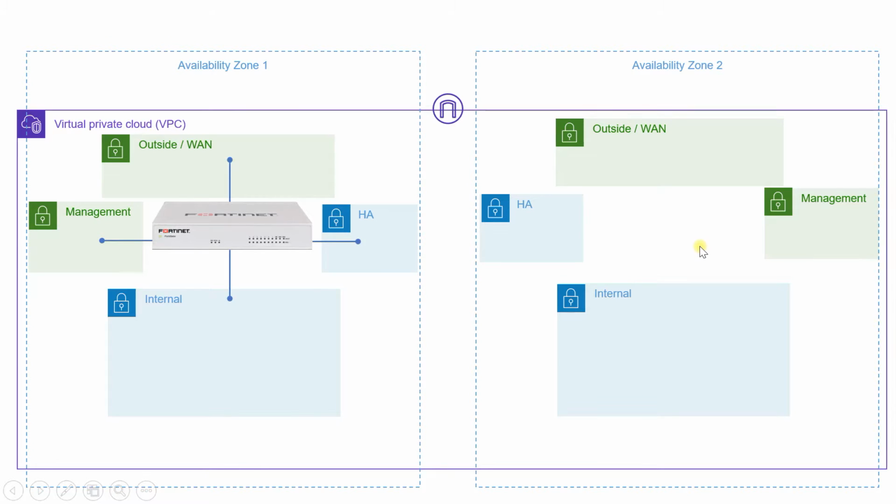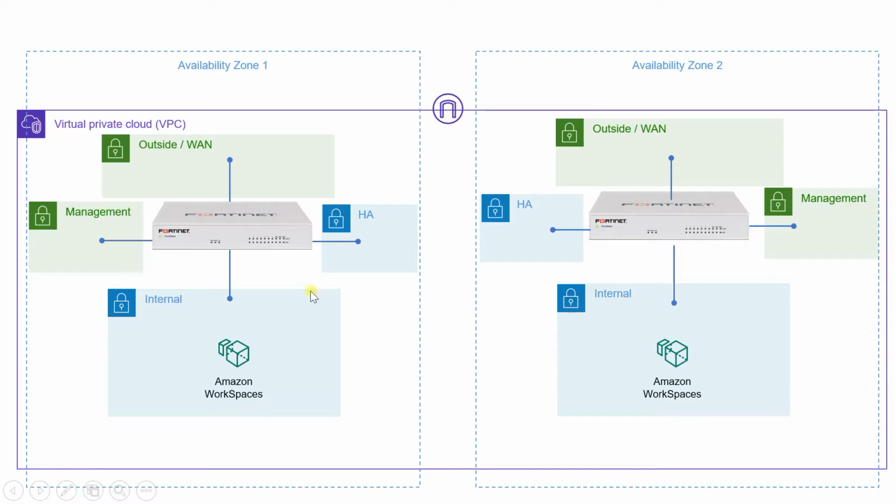So we'll deploy a Fortinet firewall in availability zone 1. This is the first firewall, and we'll deploy one more Fortinet firewall in the second availability zone. Also, if you see, these are the interfaces: one interface is in outside subnet, one interface in management, another in HA, another in internal. So like this, we'll deploy FortiGate firewalls in two availability zones for redundancy. VMs or any Amazon WorkSpaces, for example, can sit in internal and they can talk to the internet. So this is the overall architecture, guys.